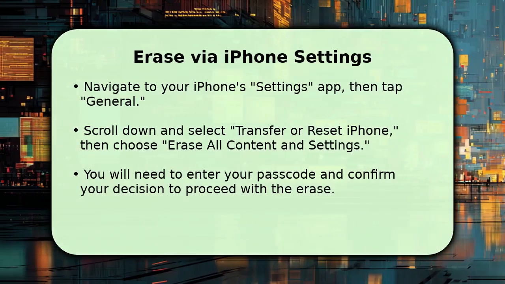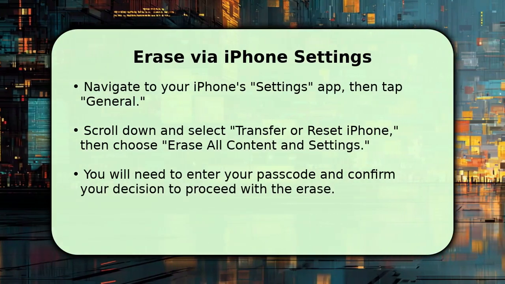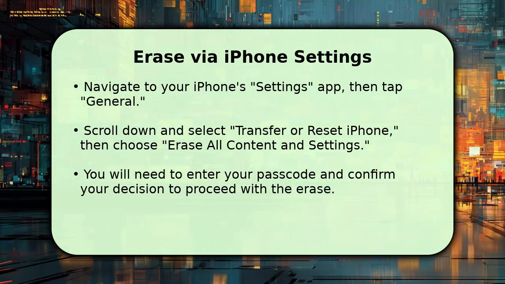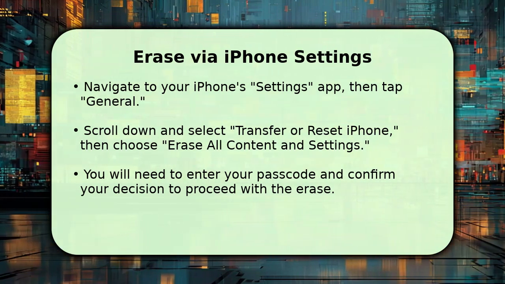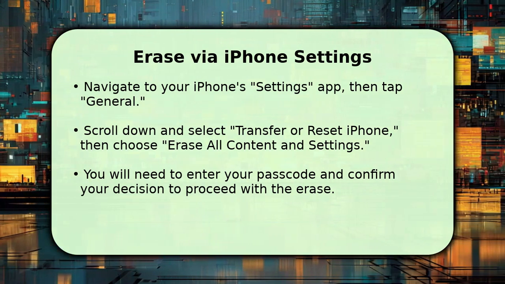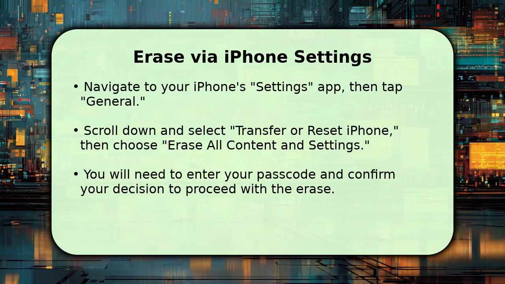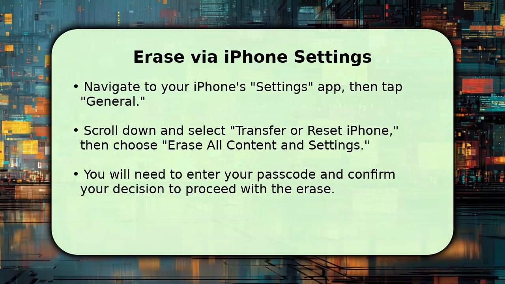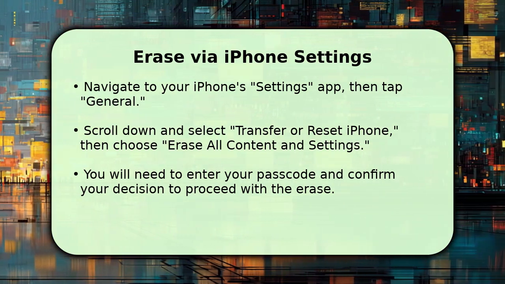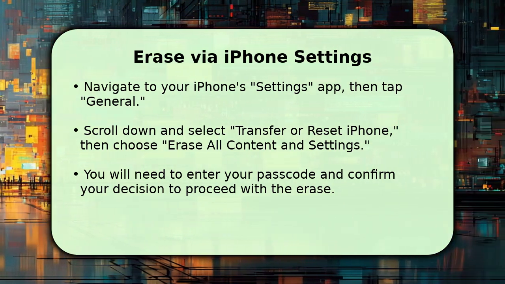To erase your iPhone directly, open Settings, then tap General and find Transfer or Reset iPhone. Select Erase all content and settings and confirm your choice by entering your device passcode. This method completely wipes all data and settings, returning your phone to its factory state. The entire process typically takes less than 10 minutes to complete.